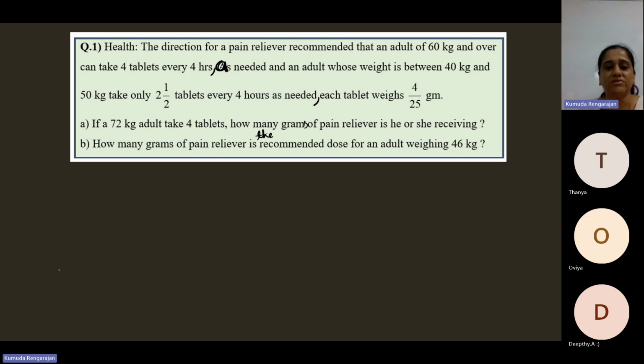Now in the first question, the adult weighs 72 kgs and he or she has taken 4 tablets. So how many grams is that equal to is the question. And the next one is, how many grams should a person who weighs 46 kgs take? Write down the question and then answer it.